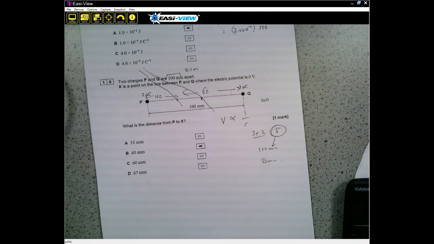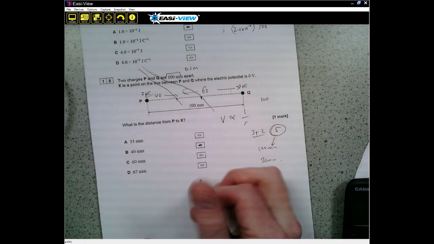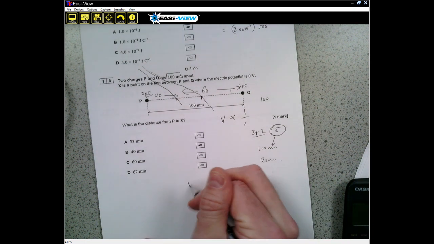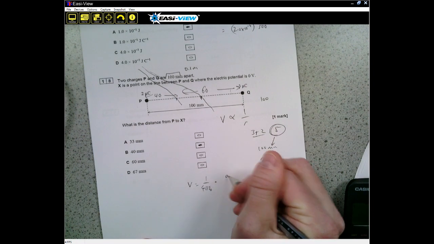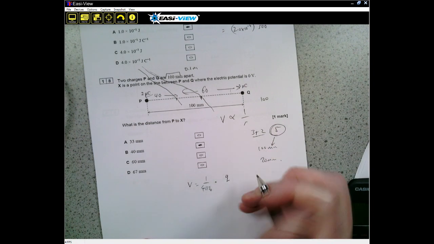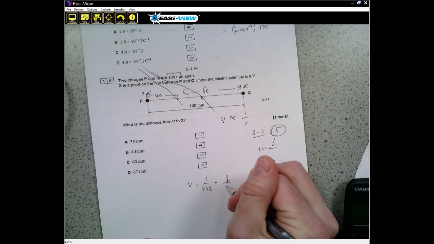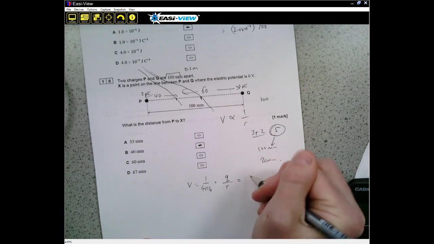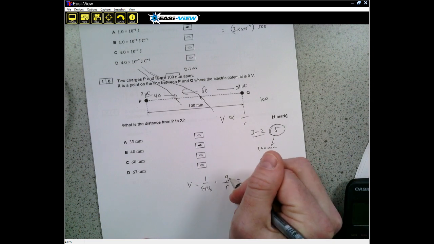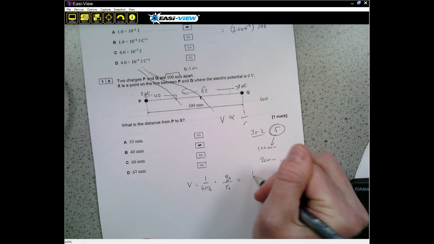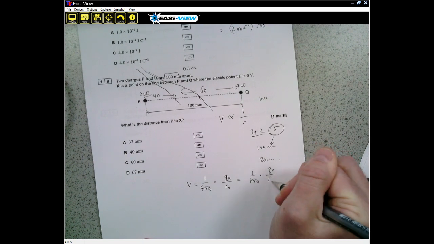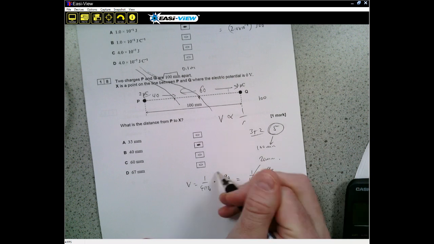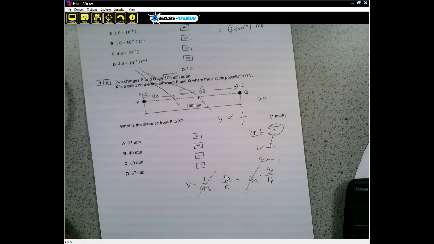You can work it out using the fact that V is 1 over 4 pi epsilon naught multiplied by Q over that distance r. So Q over r_Q is equal to 1 over 4 pi epsilon naught multiplied by Q due to P over the distance to P. And you can solve it, they will cancel out. You can solve it as a simultaneous equation, but it is often easier to work these out using ratios.